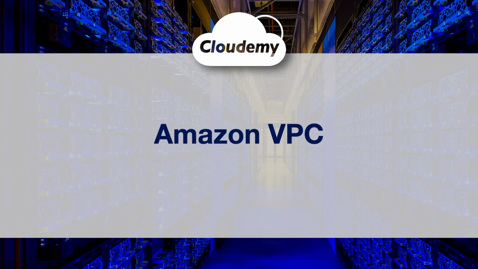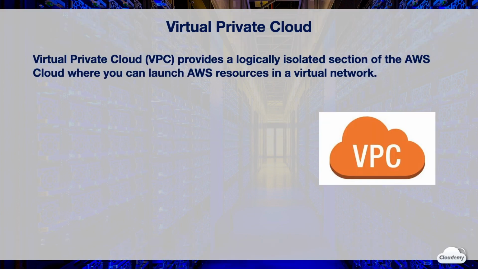In this episode, we're going to look at Amazon Virtual Private Cloud, VPC. Amazon VPC stands for Virtual Private Cloud. It lets you provision a logically isolated section of the AWS cloud, where you can launch AWS resources in a virtual network. This virtual network resembles a traditional network in a data center, with the benefits of using the scalable infrastructure of AWS. Amazon VPC is a networking layer for Amazon EC2.